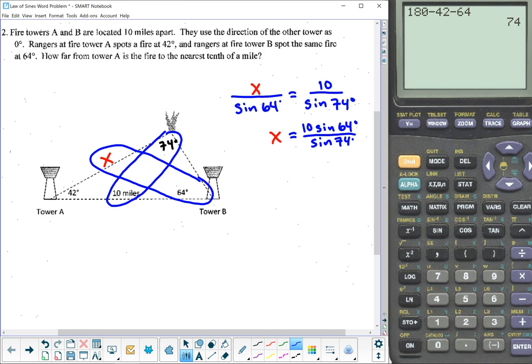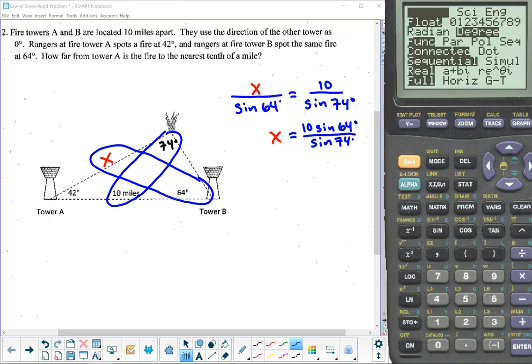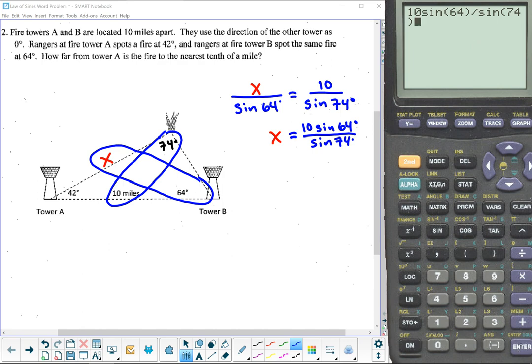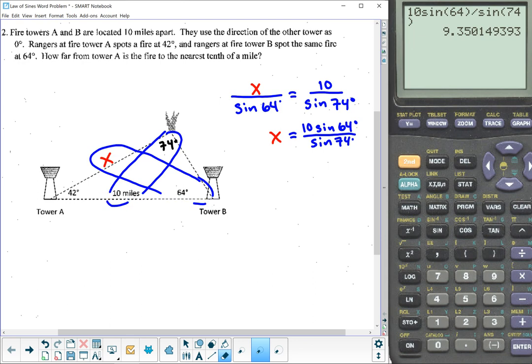In your calculator, you're going to do 10 sine 64, close that off, divided by sine 74. Before I hit enter, I'm going to make sure that I'm in degree mode, which I am. So I'm going to exit out and hit enter now. That gives me about 9.35. And that's all I really need.